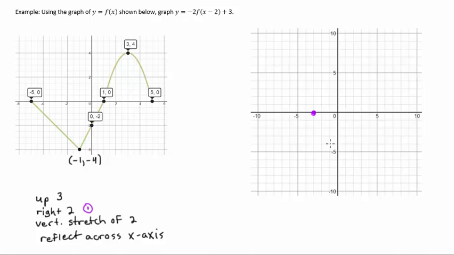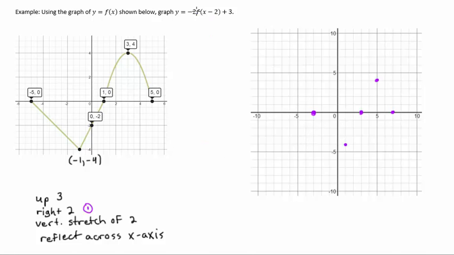-1, -4, so that's +1, -4. 1, 0 becomes 3, 0. 3, 4 becomes 5, 4. And 5, 0 becomes 7, 0. Okay? And that's just our very first step, is to move right 2.